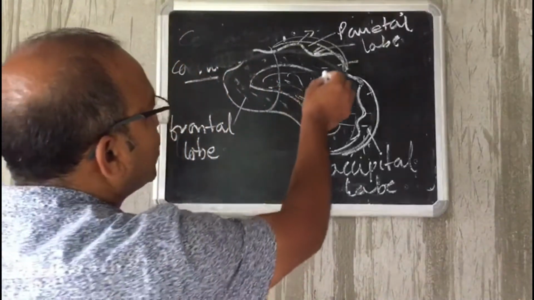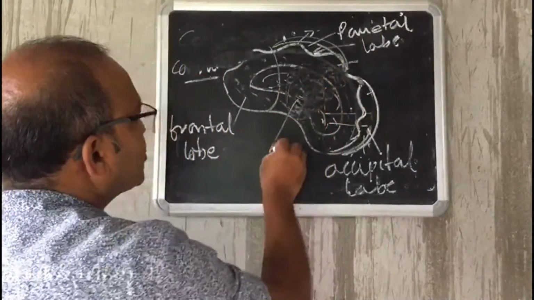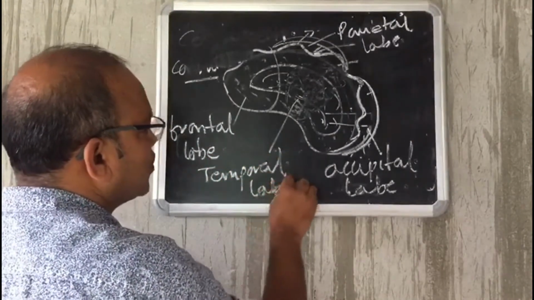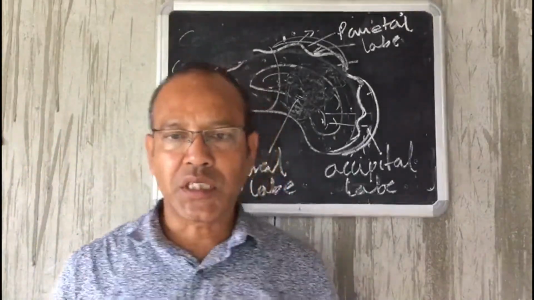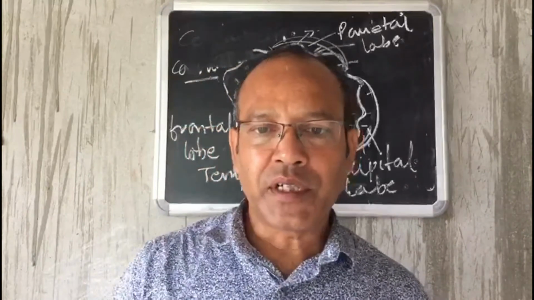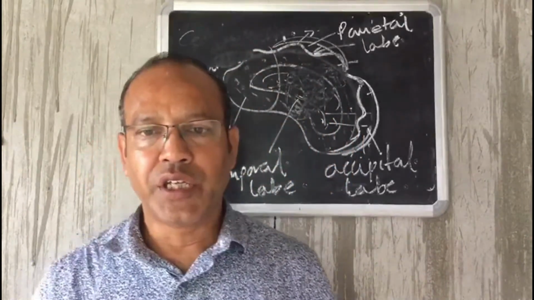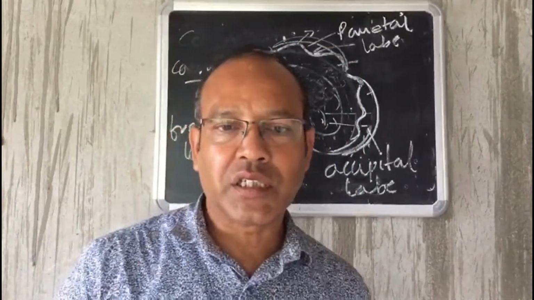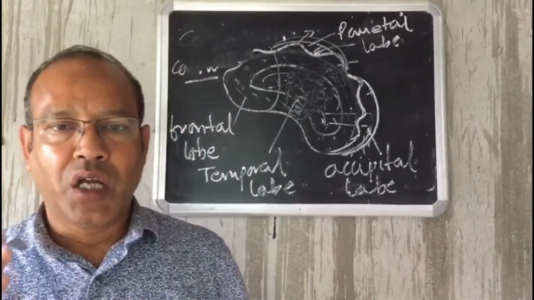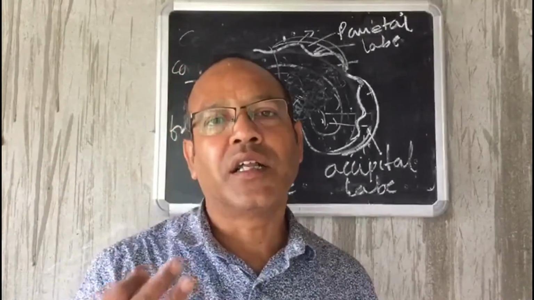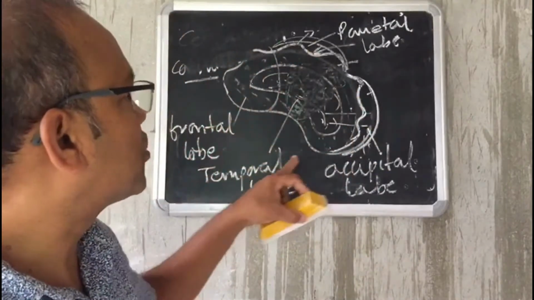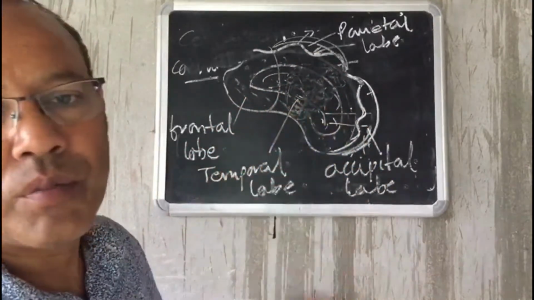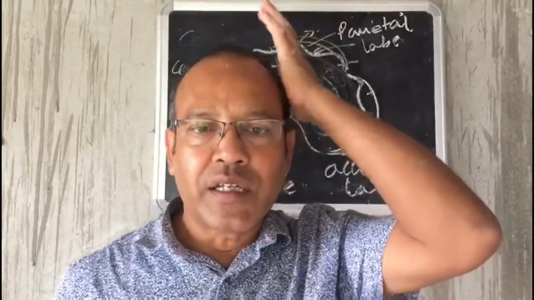Then we have a region here. This is called the temporal lobe, which is basically involved with memory, emotion, hearing and language. So these are the four different regions of the brain: the frontal lobe, the parietal lobe, the occipital lobe and the temporal lobe. As the name suggests, the temporal lobe lies somewhere next to the temple.